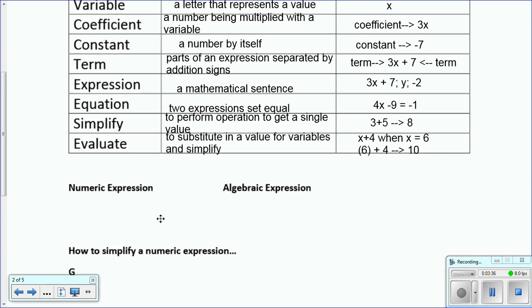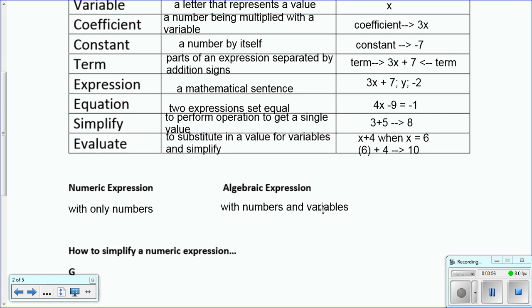Alright. A numeric expression is an expression with only numbers. An algebraic expression is numbers and variables. So, we will be dealing with algebraic expressions. We'll do a little review on the numeric, but we'll be dealing with algebraic.